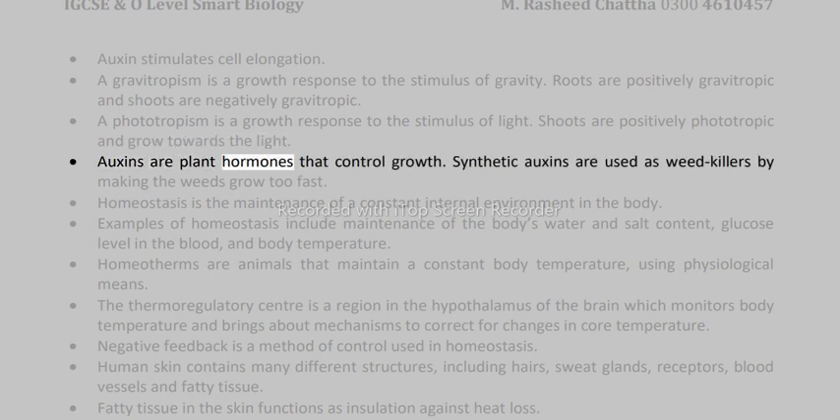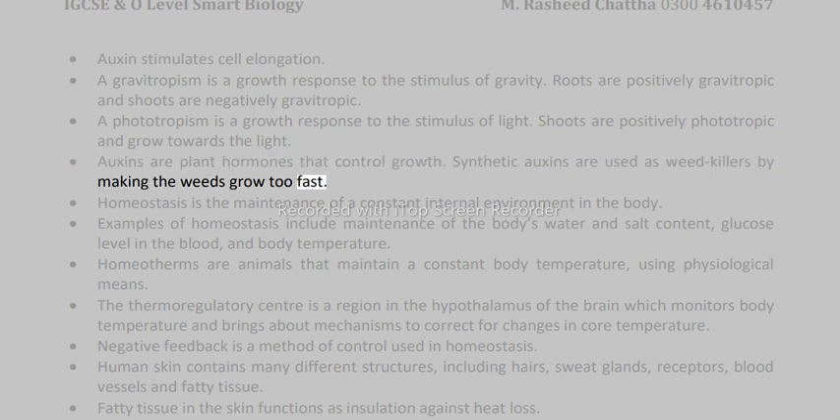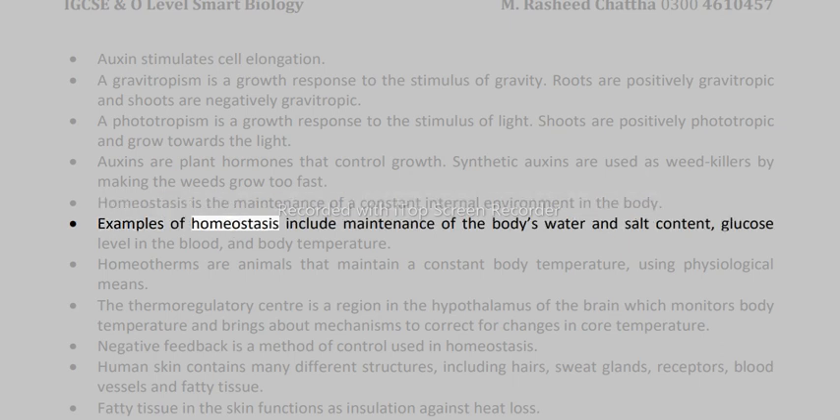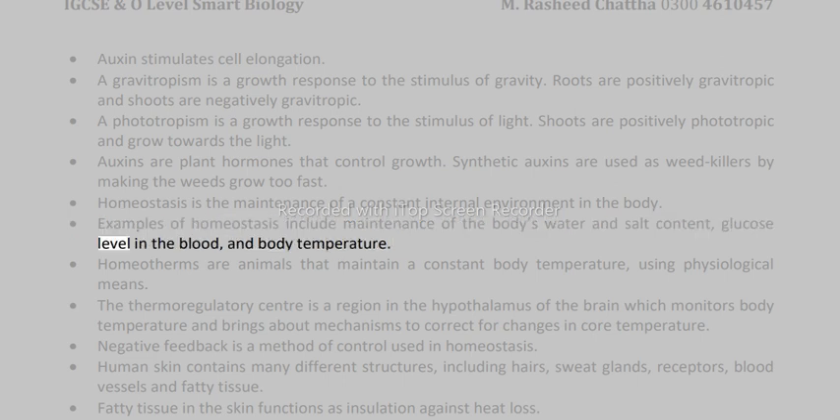Auxins are plant hormones that control growth. Synthetic auxins are used as weed killers by making the weeds grow too fast. Homeostasis is the maintenance of a constant internal environment in the body. Examples of homeostasis include maintenance of the body's water and salt content, glucose level in the blood, and body temperature.